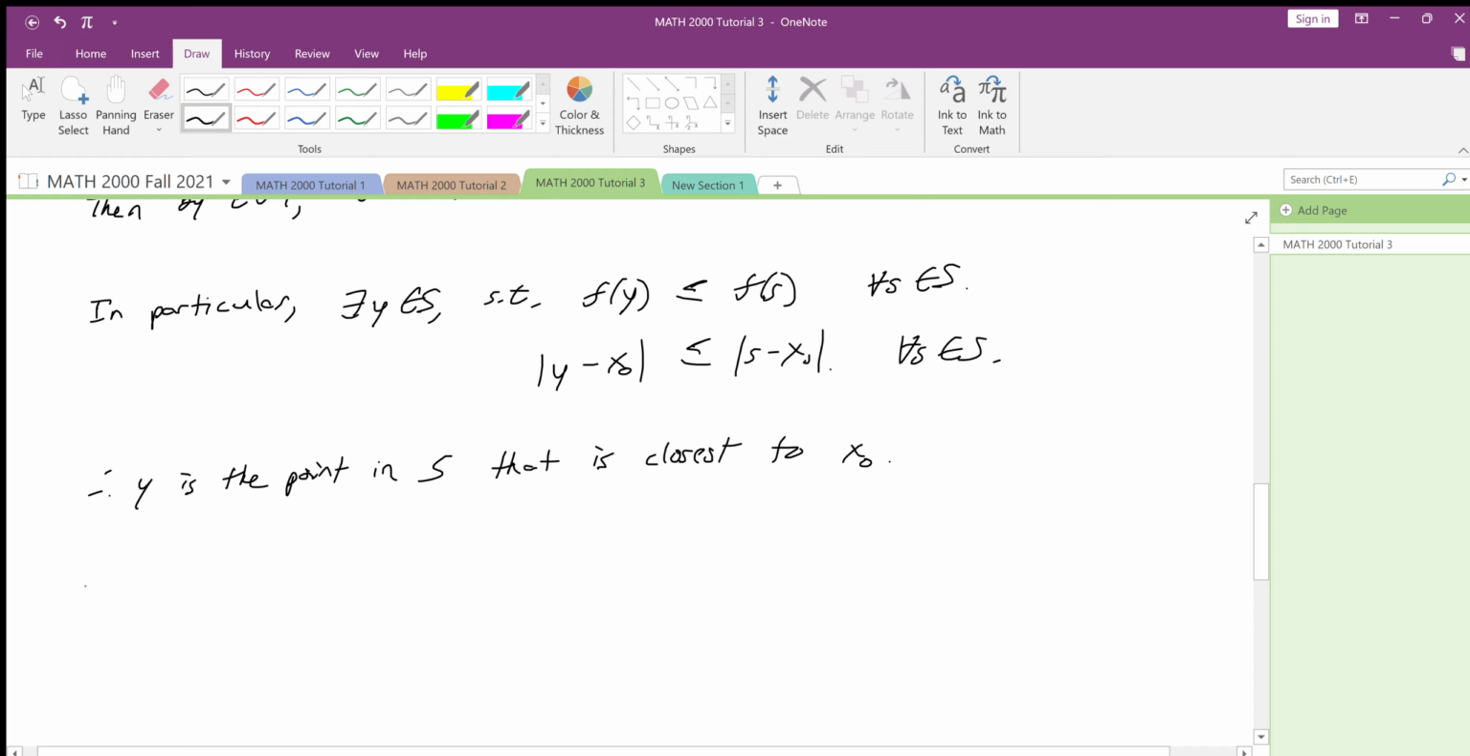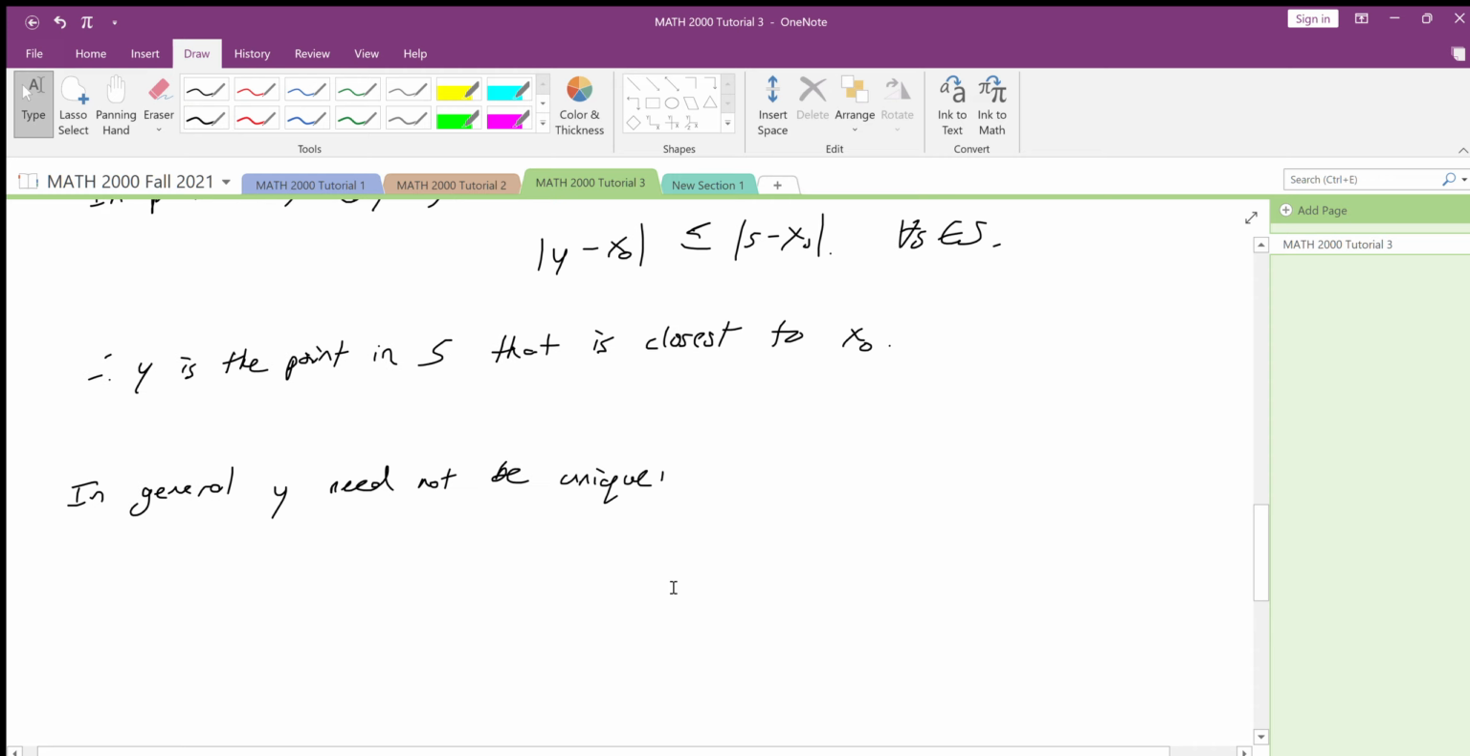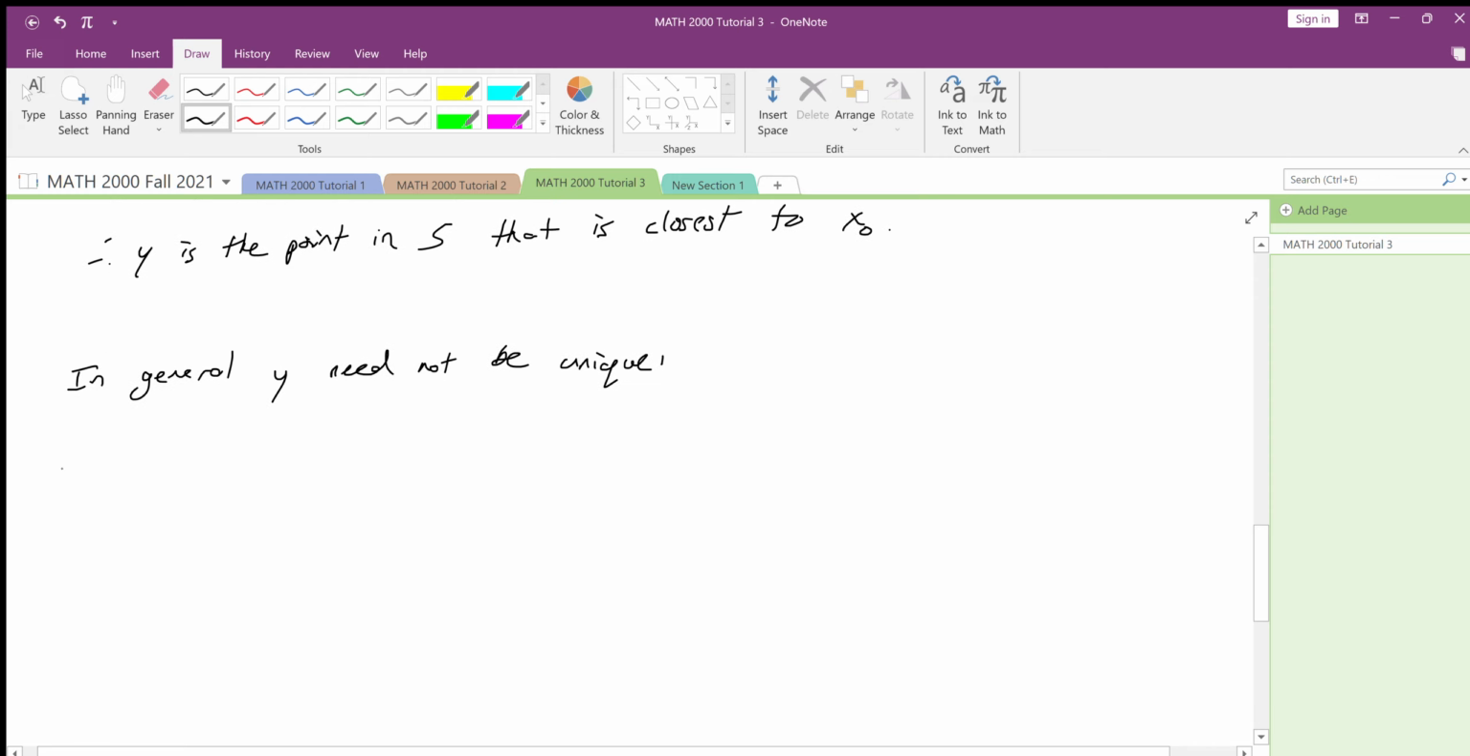Part two is asking, is y unique? And the answer here is not necessarily. In general, y need not be unique. And I'll give you an example. So here's an example. Let S be the unit sphere inside R2. So that's x squared plus y squared equals 1.